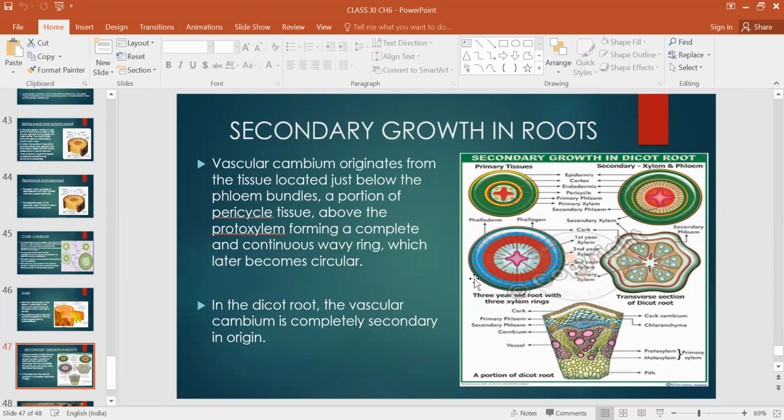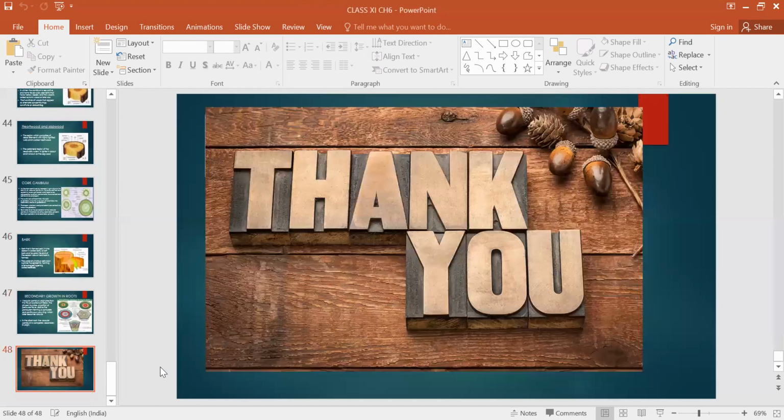Now, let's see the secondary growth in roots. That is the dicot root. That also shows secondary growth, just like the secondary growth in the dicot stem. The vascular cambium originates from the tissue located just below the phloem, a portion of pericycle tissue above the protoxylem, forming a complete and continuous wavy ring, which later becomes circular. In the dicot root, the vascular cambium is completely secondary in origin, and the development is exactly similar to that of the dicot stem.